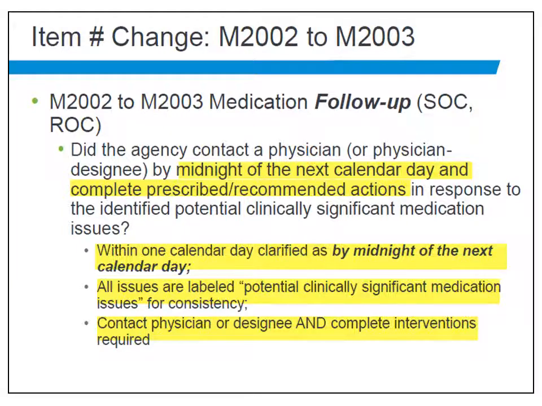So item change M2002 to M2003, and it's the medication follow-up question. So did the agency contact a physician by midnight of the next calendar day and complete the prescribed recommended actions in response to the identified potential clinically significant med issues? And they highlight that it must be within 1 calendar day, clarified as by midnight of the next calendar day. All issues are labeled potential clinically significant med issues for consistency, and contact physician or designee and complete the interventions required by midnight of the next calendar day.